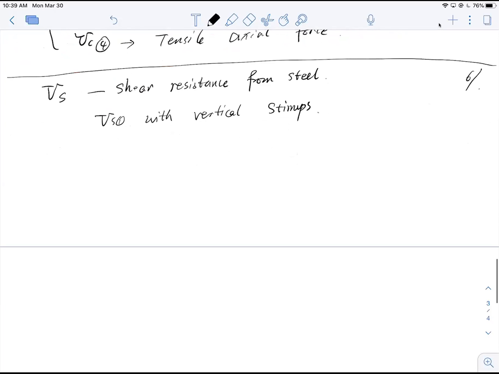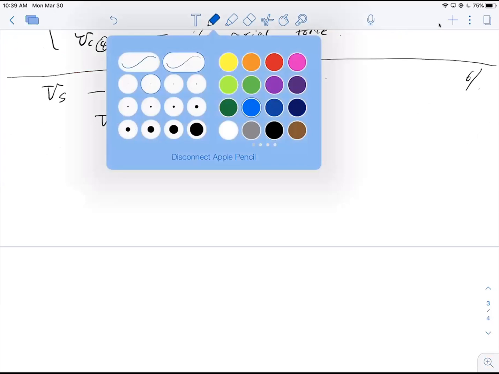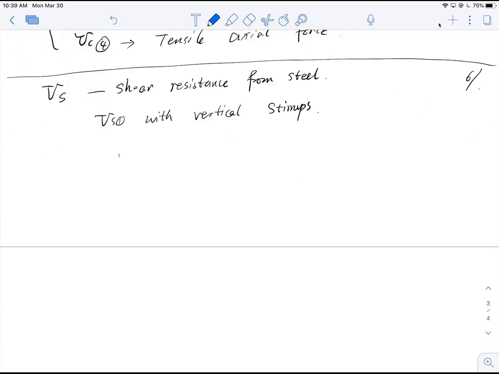This is what it is. I'm going to draw this diagram in blue, to differentiate a little bit. So now I have again a free body diagram like this. My support is right here. Horizontal bars at the bottom, and vertical stirrups like here.